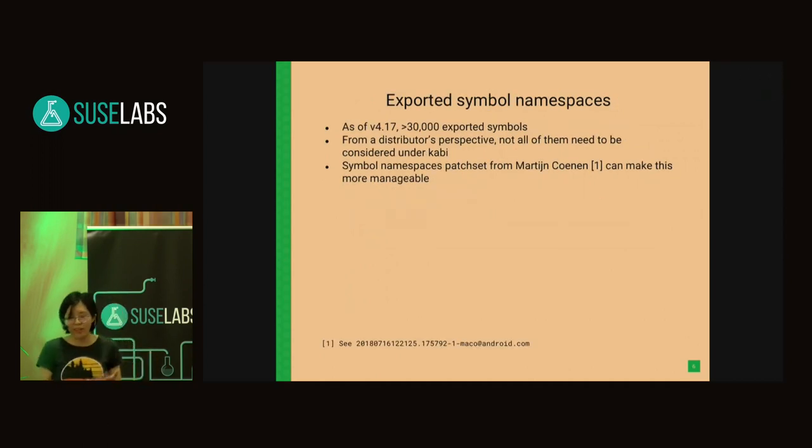So, are there ways to make this more manageable? There's been a patch set submitted recently, I think a month or two ago, that deals with namespacing these exported symbols. As of the 4.17 kernel, for example, we have over 30,000 exported symbols, and there's no way that we're going to have to guarantee KABI stability for all these symbols because they're not all relevant to us or to third-party modules. From a distributor's perspective, definitely not all of them have to be considered under KABI. So Martin Conan, I'm not sure if I pronounced his name correctly, submitted a patch set recently that introduces namespacing to exported symbols. And I think having this feature upstream would make this more manageable.